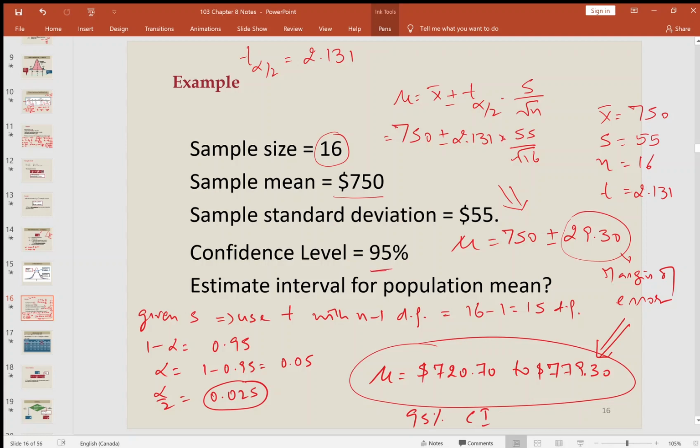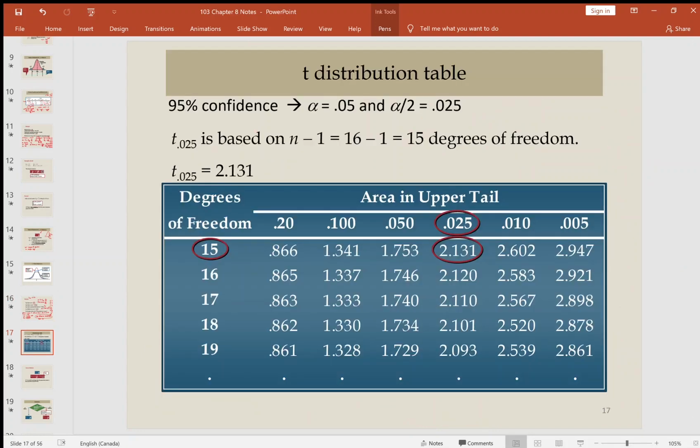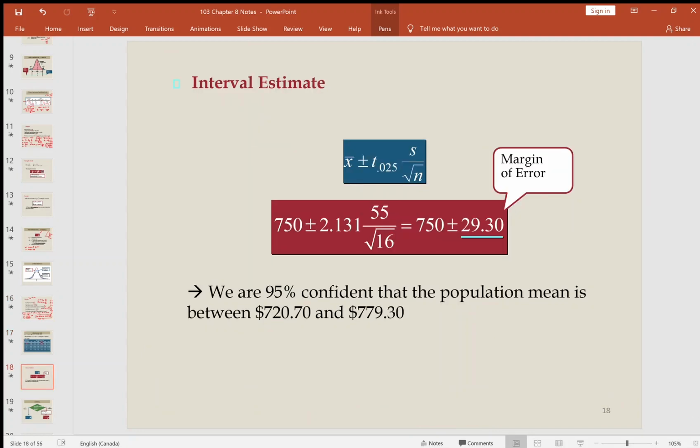Okay, so if you go through the slides, you will see the same calculations here, but now it's probably easier to understand. Okay.